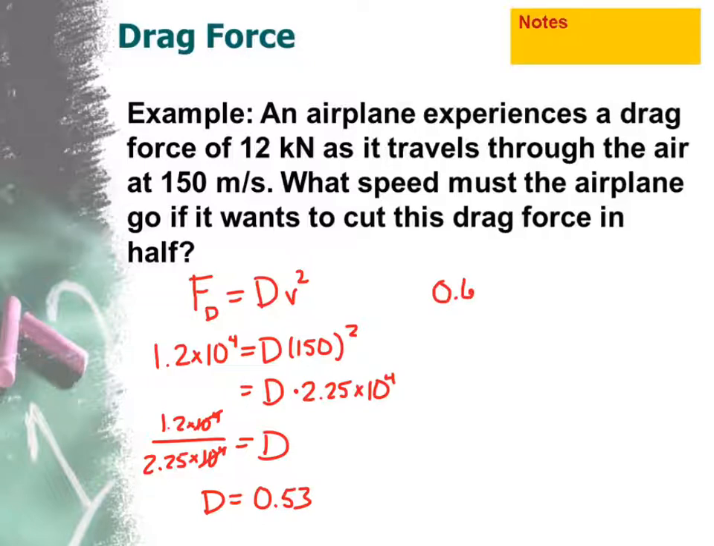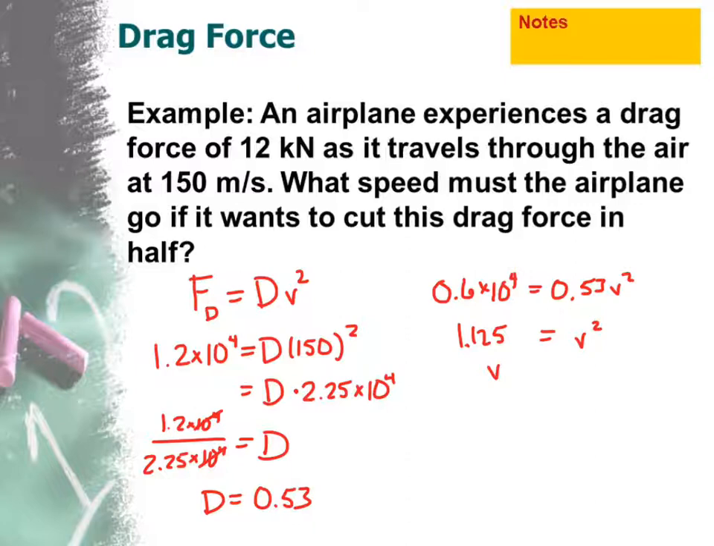Okay. Now that I found d, I can go ahead and cut this drag force in half. So instead of 1.2 times 10 to the 4th, I have 0.6 times 10 to the 4th. I could have written that as 6 times 10 to the 3rd, but it would have been easier this way to show you that I actually did cut the drag force in half. Well, that equals 0.53, which is my drag constant, times v squared. All right, so v squared there, divide both sides by 0.53, and I get 1.125.